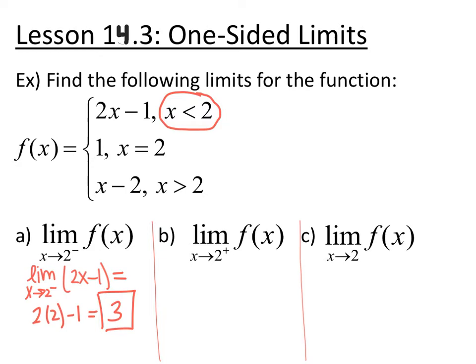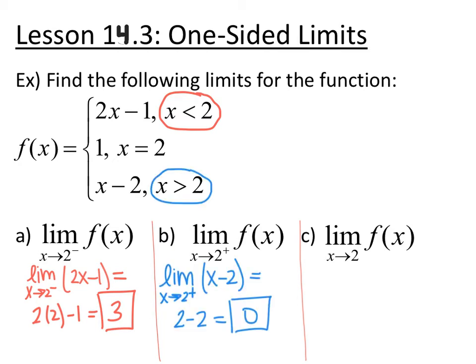Now pause the video and try the limit as x approaches 2 from the right. What part of the piecewise function are you going to use, and then what's the limit there? We want to approach 2 but still be larger than 2, so we're going to take the part of the piecewise function where we're greater than 2. That's the x minus 2. So I'm going to take the limit as x approaches 2 from the right of x minus 2. I can plug in 2, there's no domain issues, so you end up with 0.